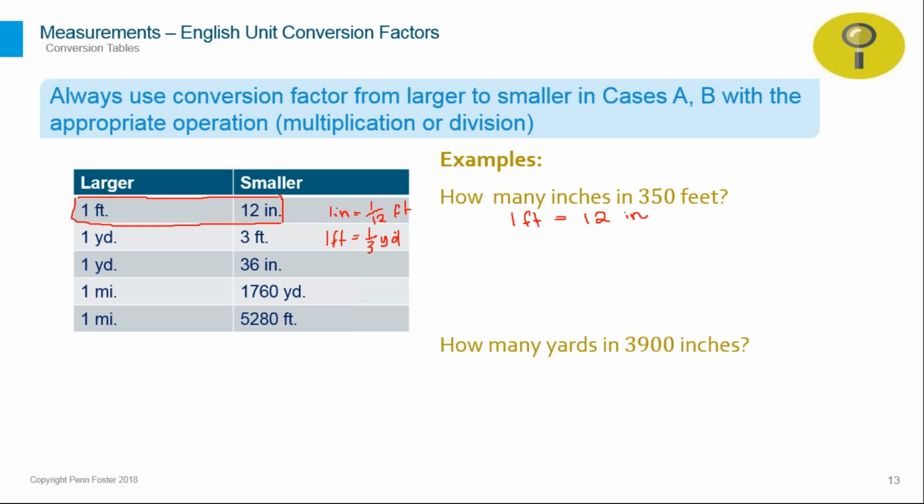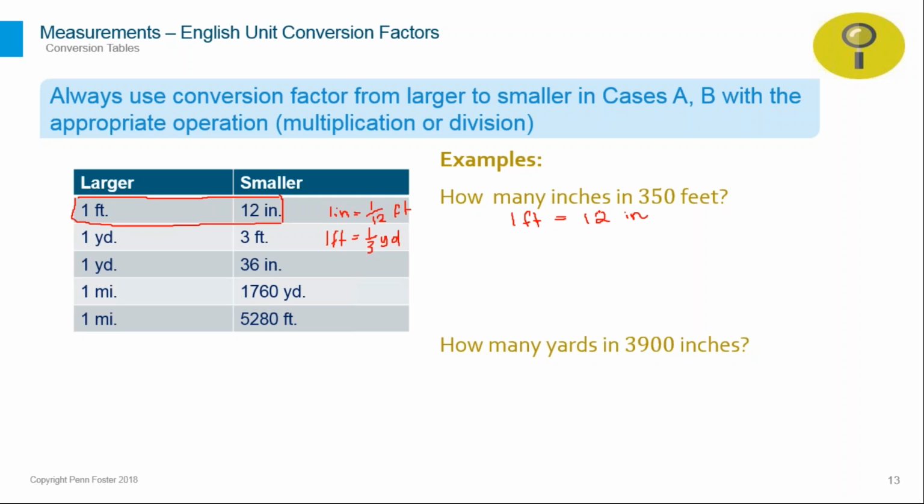So that's why my conversion factor in this problem, I'm converting inches. How many inches in 350 feet? Then I'm converting feet to inches. So 12 would be the conversion factor. Now I need to decide, am I going to divide over 12 or multiply times 12?